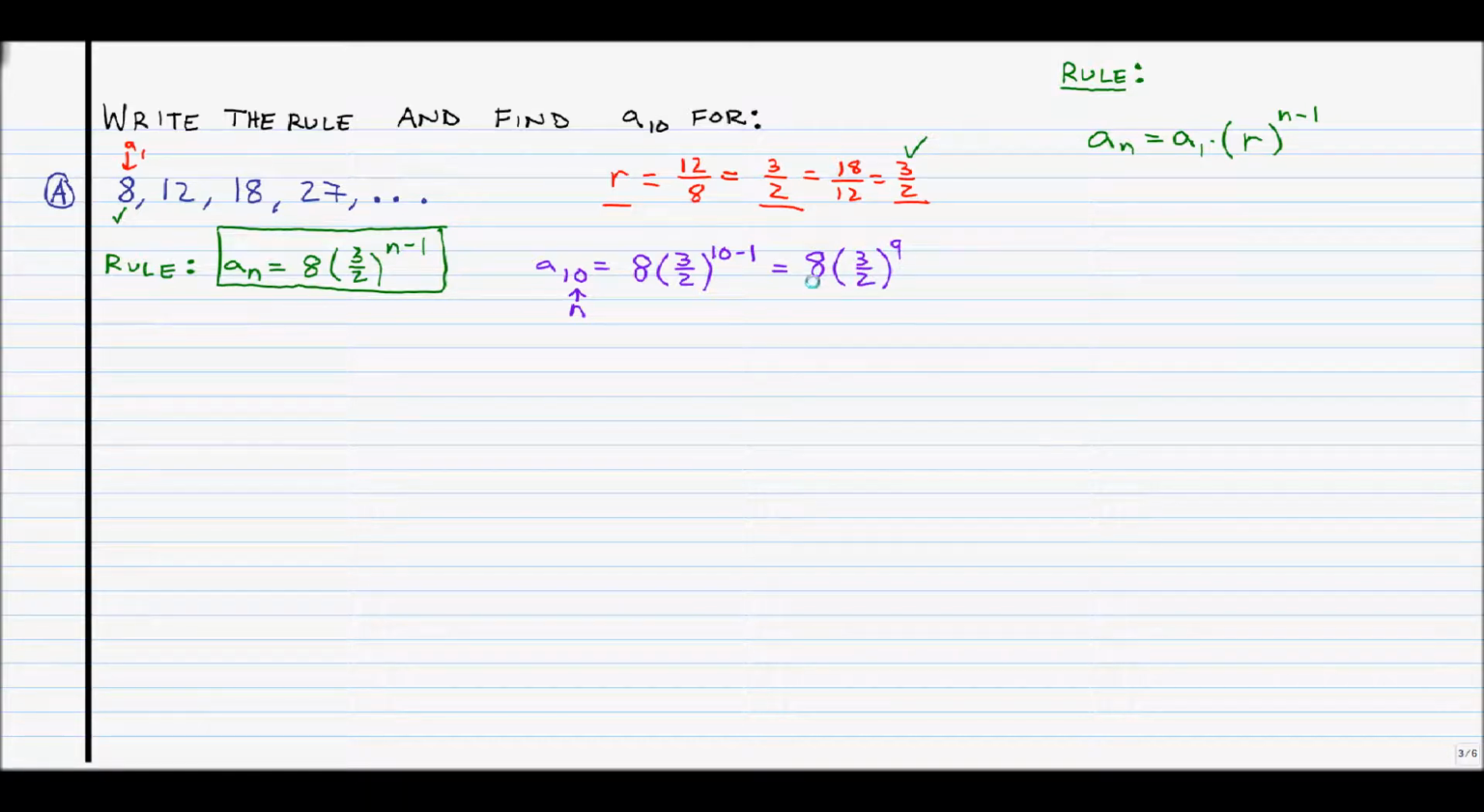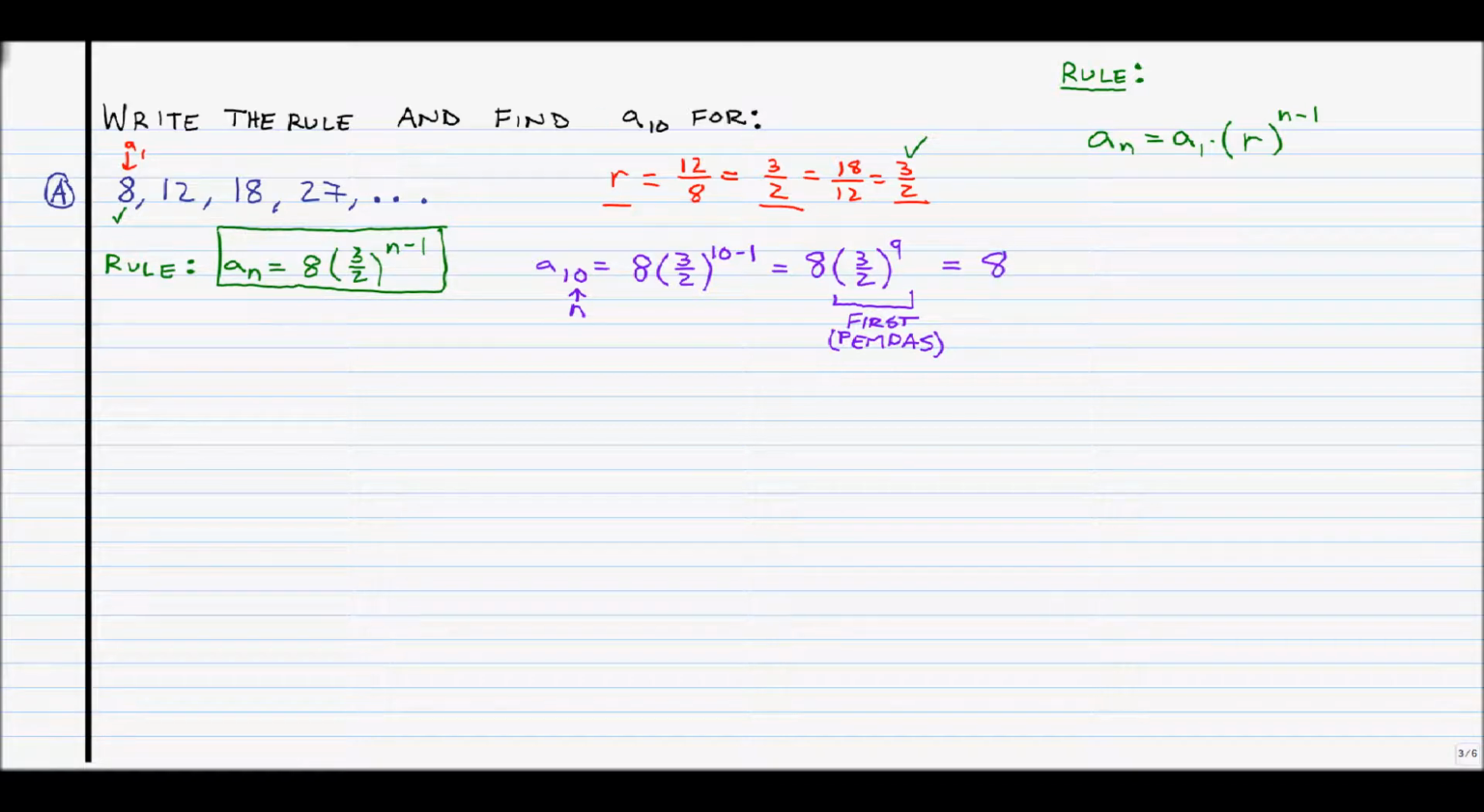And now a lot of people immediately want to go, oh, well, what's 8 times 3 over 2? But you can't do that because the order of operations says we have to do exponents first. So we actually have to do this guy, this 3 over 2 to the 9th, first. And who do you blame for that? You blame Senor PEMDAS. It's PEMDAS's fault. So we've got to do that first.